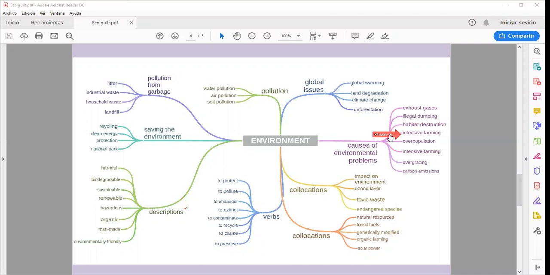And so what about overpopulation? What is it? Overpopulation is la sobrepoblación. Excellent. And what about overgrazing?